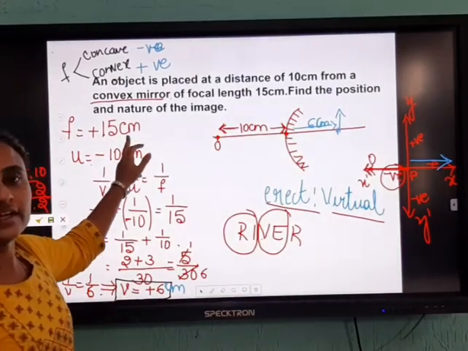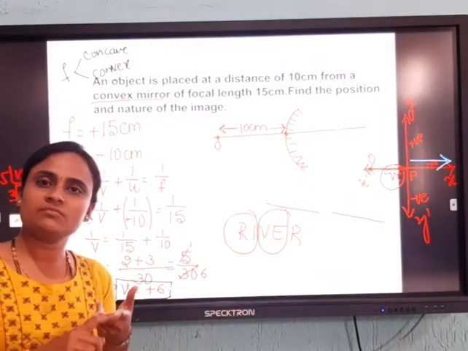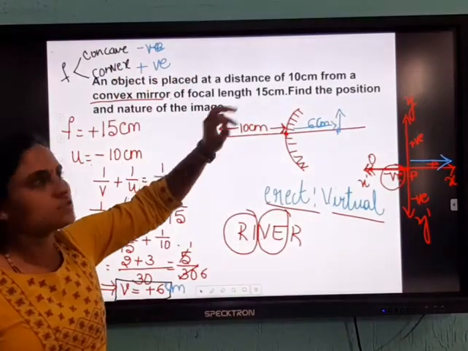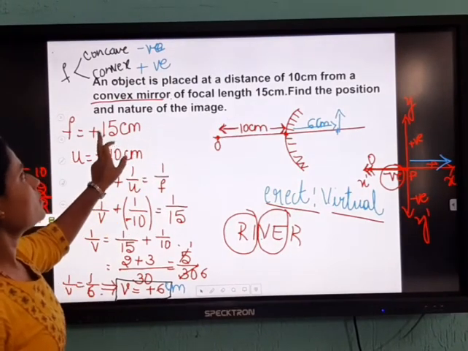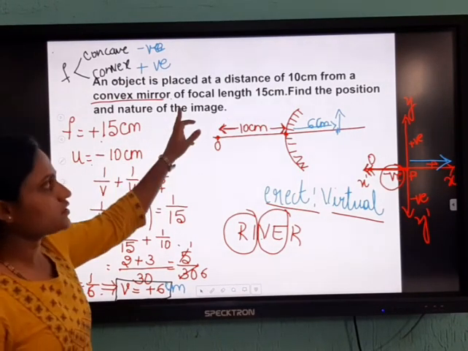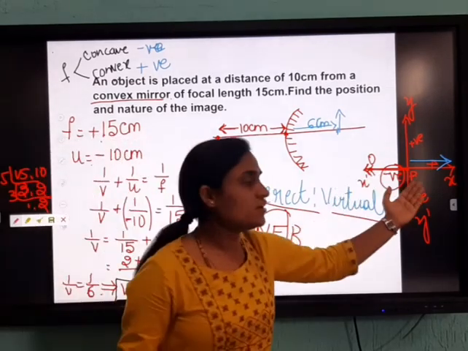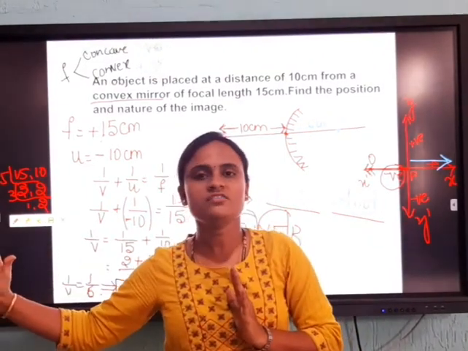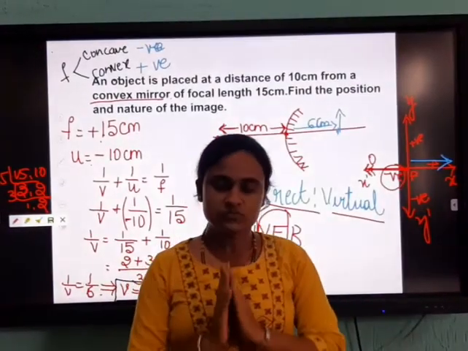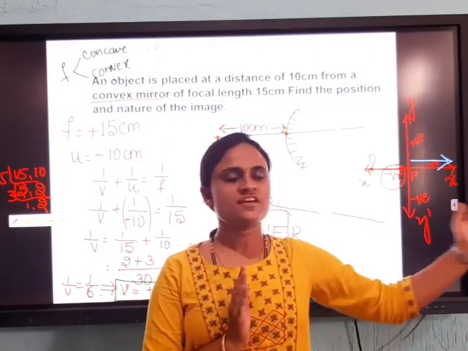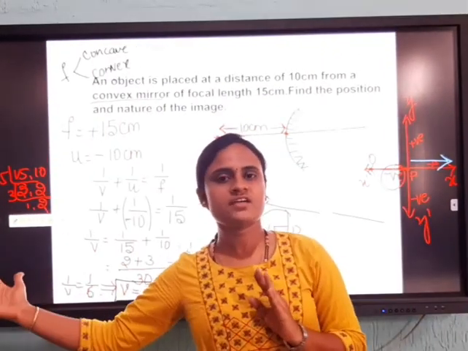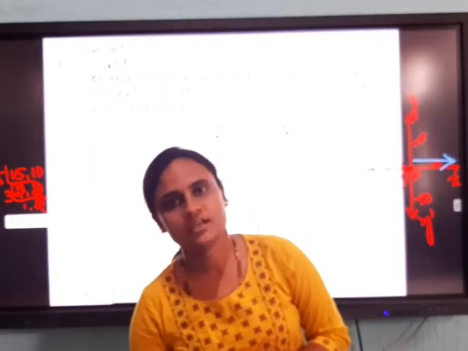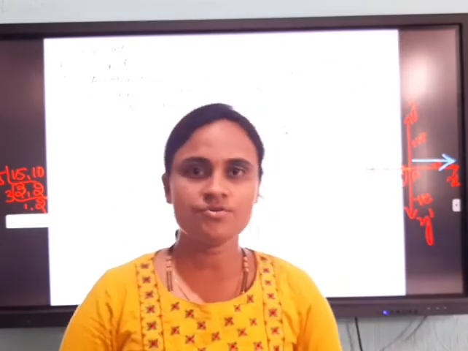Now the focal length, as I said, for a concave mirror will always be negative, and for a convex mirror positive. So it is a convex mirror, and I will take it as positive. Then the object: just keep this coordinate system in your mind. From the center where I stand, towards the left side will be negative, towards the right side positive. Upwards is positive and downwards is negative. Clear? Understood? No doubts, right?